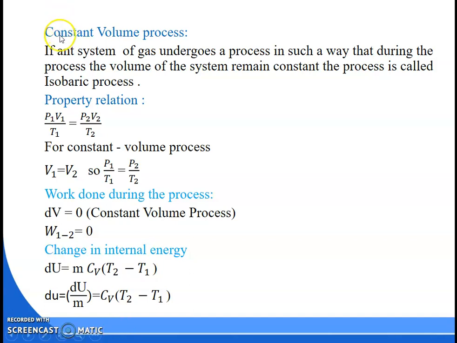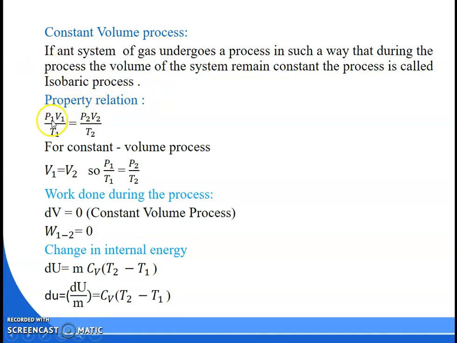Then we will discuss the constant volume process. First we will discuss the definition. If any system of gas undergoes a process in such a way that during the process the volume of the system remains constant, the process is called which process? Isochoric process.